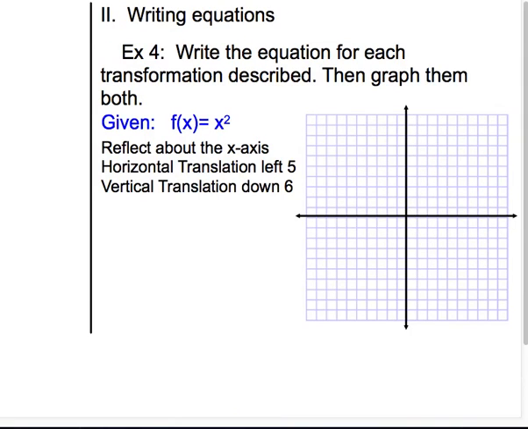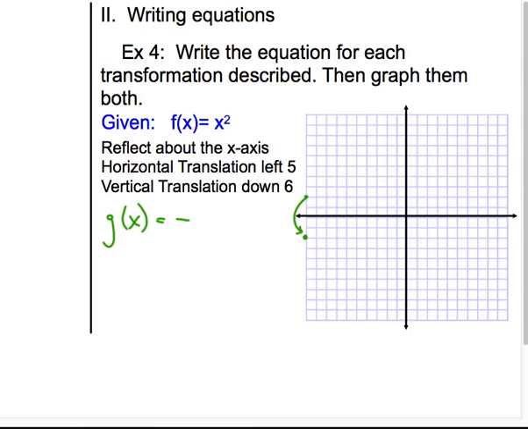All right, so this is the new material. We're going to be writing equations for transformations. So the first thing that I want to take a look at is reflecting across the x-axis. So remember, think about if we have this point and we want to reflect it across the x-axis, the y value becomes opposite. The x value stays the same, the y value changes. So we're going to make the entire function negative.